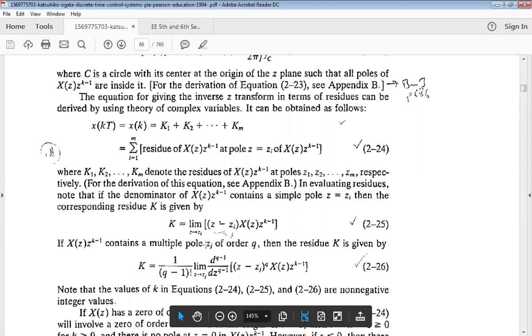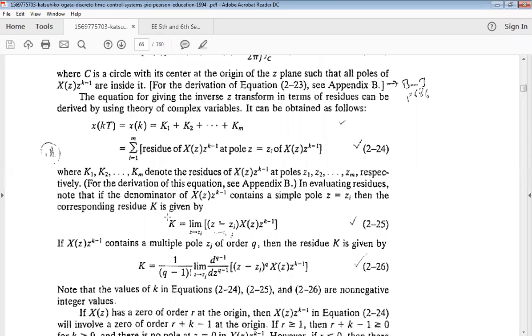So how can you find the residue of any pole? Suppose you want to find the value of the residue at z is equal to zi. Suppose z is equal to zi is one of the poles of X(z). Okay, so k is equal to limit z tends to zi of z minus zi into X(z) into z to the power k minus 1. In this way, you have to find all the residues of all the poles.